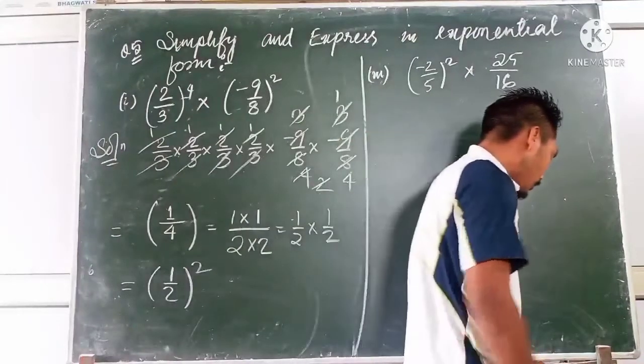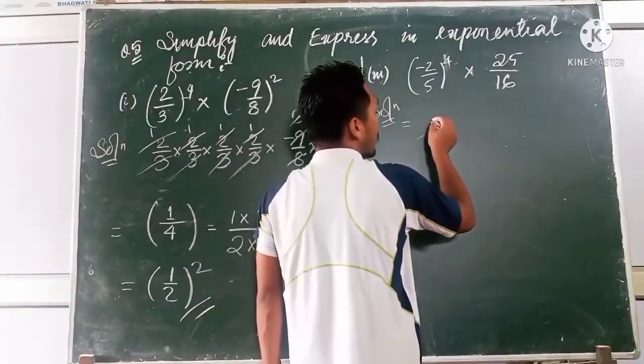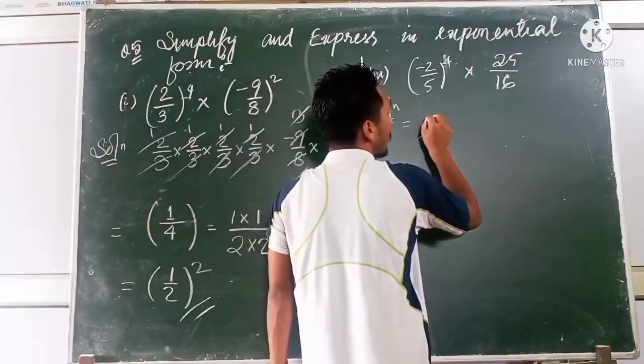Okay, so next, here is our next question about minus 2 by 5. Here we can write this as minus 2 by 5 four times.